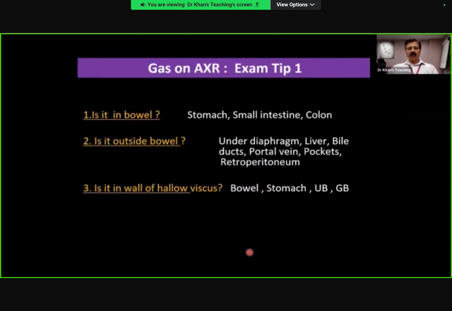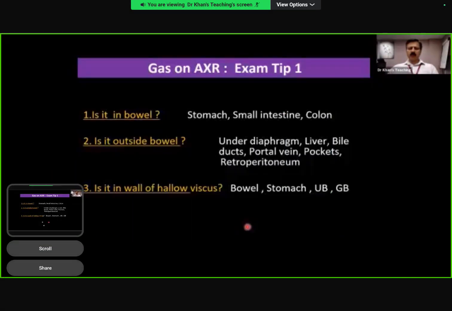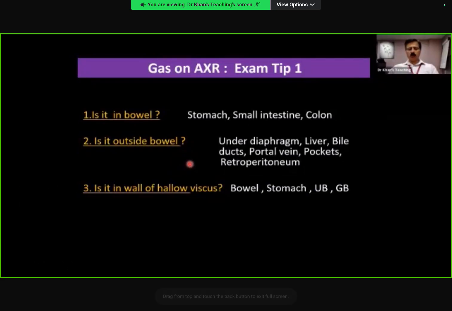Okay, key exam tip. The most important exam tip about plain abdomen is, when you see a gas focus on the plain abdomen, ask yourself: is it in the bowel? Is it outside the bowel? And very, very important for the exam, is it in the wall? Is it in what we call mural? And again, cases will come in this category.